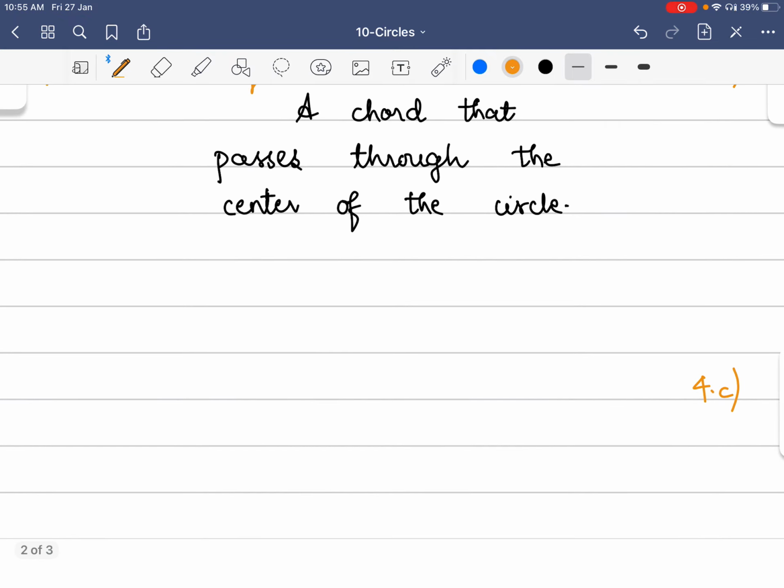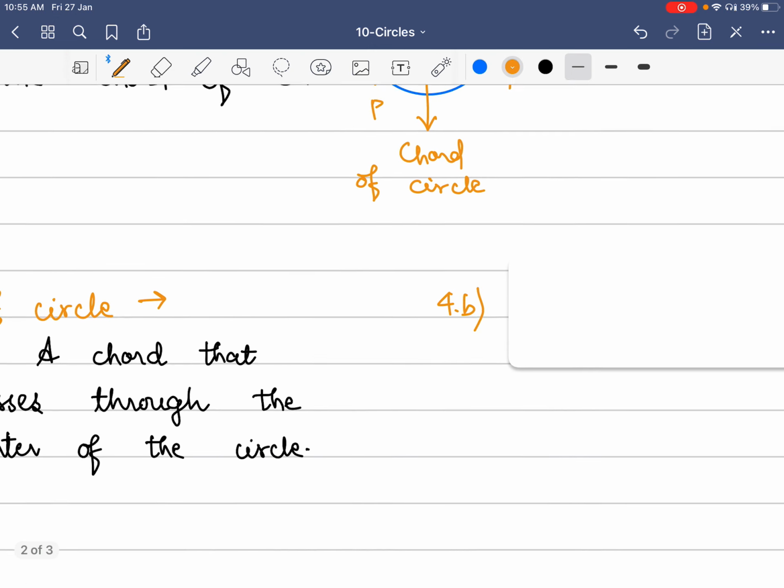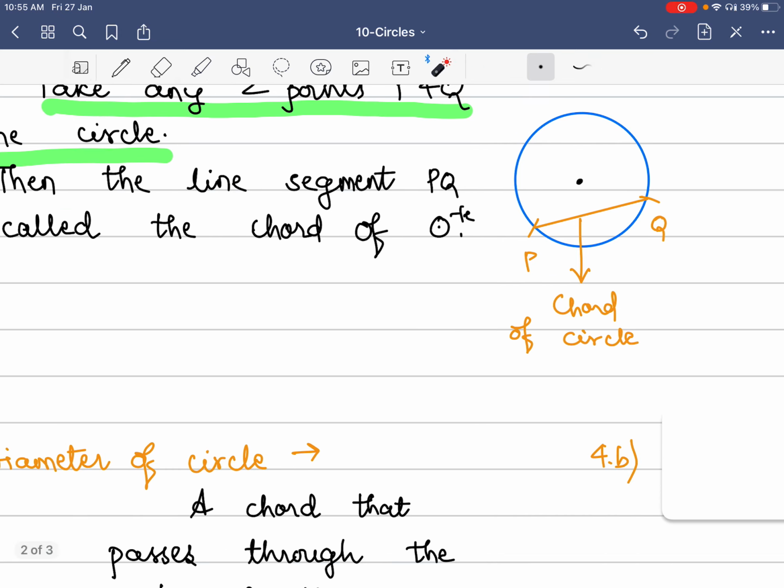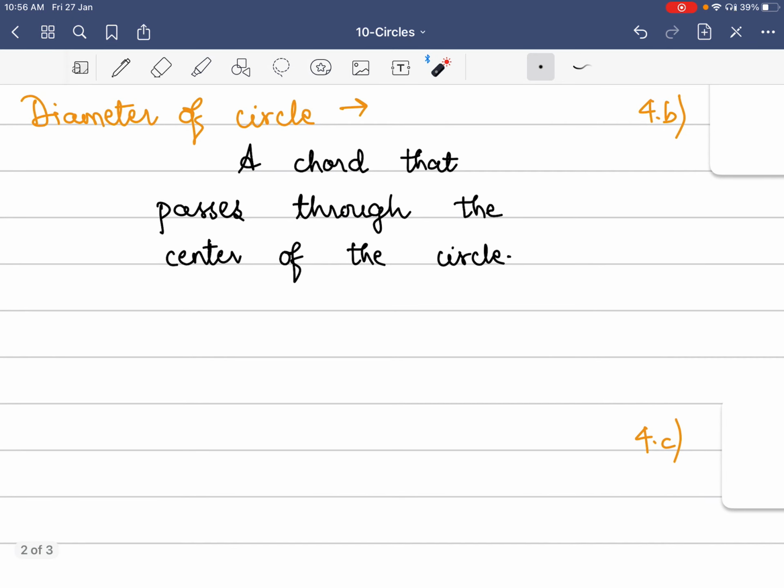It's a chord that passes through the center of the circle. Now if you notice the chord that we constructed here, does it pass through the center of the circle? No, the center of the circle will be somewhere here. So this chord obviously doesn't pass through the center of the circle. But if I construct a chord which intentionally passes through the center of the circle, which is what I'm going to do now.